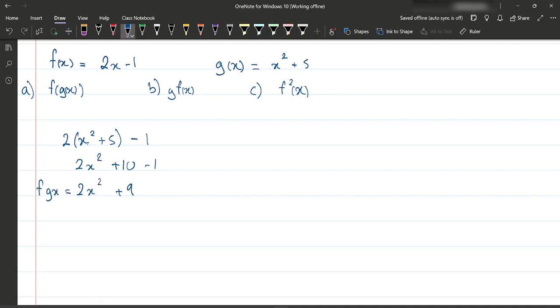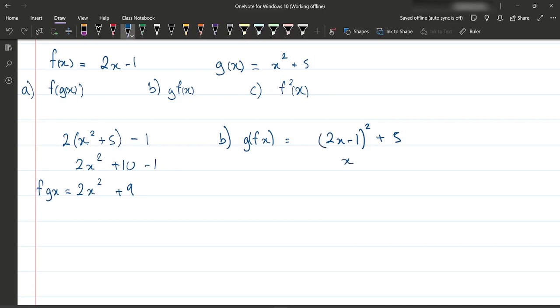Okay, next is b. It says g of f of x, like this, right? So it's saying everywhere you have x, just put f of x. So all we have to do is write out f of x, 2x minus 1, and then we'll put it into g, which is just going to be x squared plus 5.